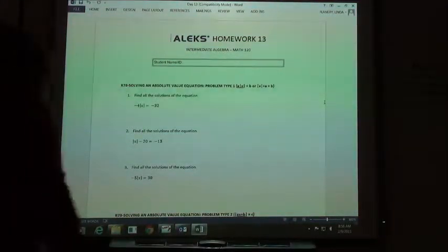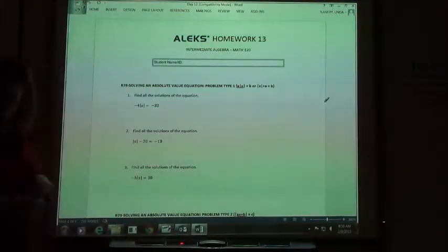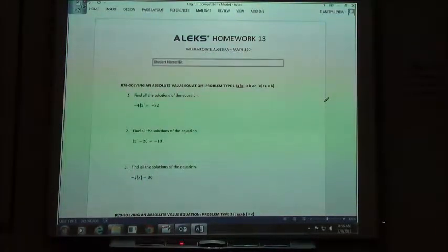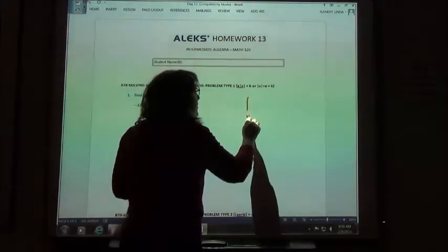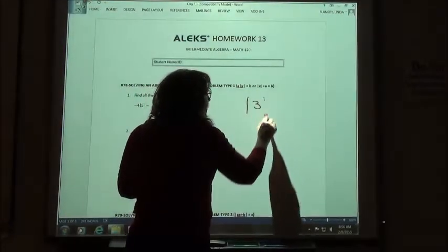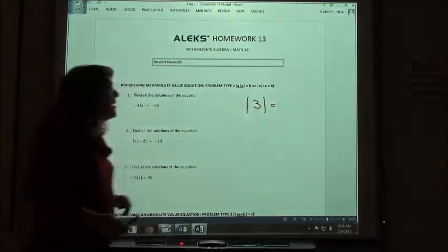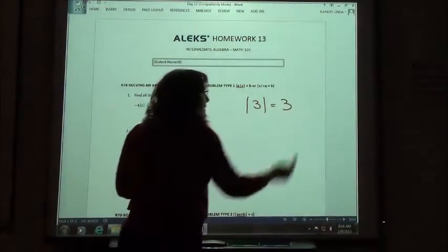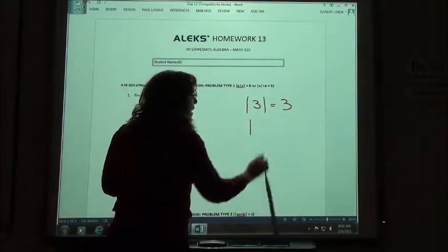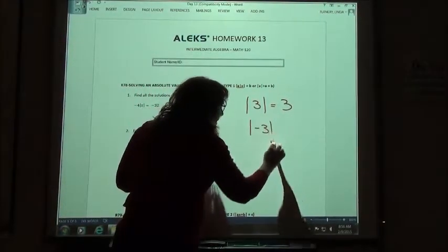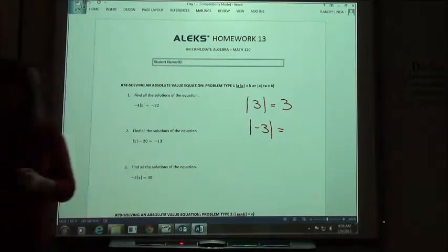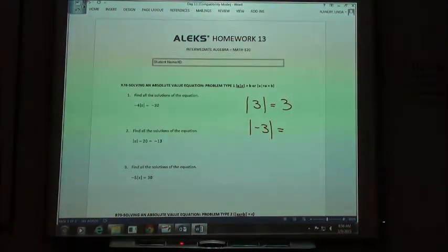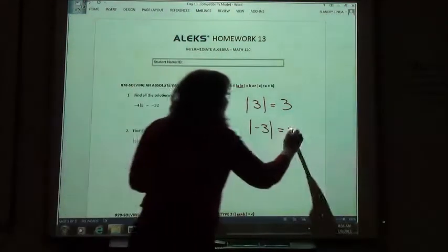So, in your Chapter 1 packet, homework 13 should be the last one there, and this is going to have a lot of stuff with absolute value. Just to refresh your memory, if I have the absolute value of 3, it's saying, how many places is 3 from 0 on the number line? And we know that it's 3 places. If I have the absolute value of -3, again, it's saying, how many places is -3 from 0 on the number line? And we still know that it's 3 places.